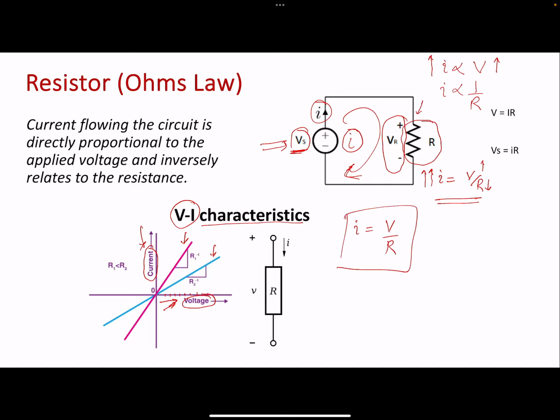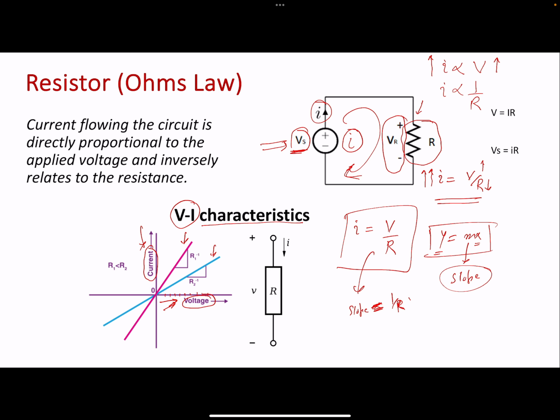If I look at this equation, this represents a linear equation. And if you remember some of your basic maths, in a linear equation, y equals m x, where y is the dependent variable, x is the independent variable, and m is the slope. So the slope in this equation is 1 over R.